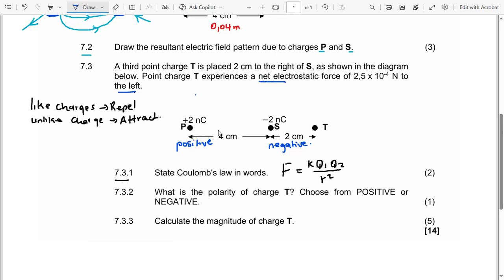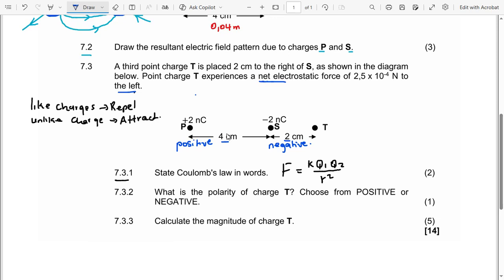So T is 6 meters because we added the 2, the 6 and the 2. So P is going to be 6 centimeters from P. So T will be 6 centimeters from P, further away. I hope you understand that part.